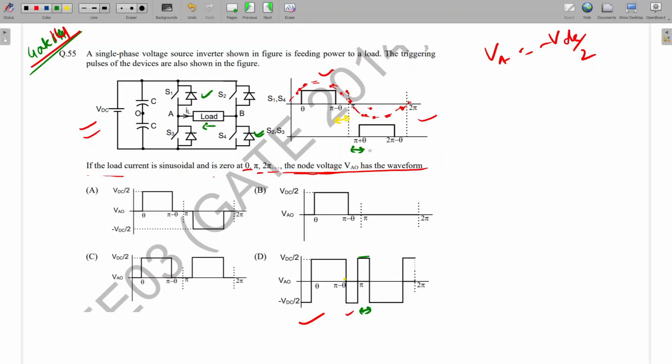Again, for here to here, current is negative and our switches 2 and 3 are working. So 2 and 3, and current is negative means it will flow in this direction. Switch 2 can conduct in this direction, negative direction. So what will be the A value? A will be minus VDC. Is it clear now? Yes, sir, clear. Okay, so like that we can analyze the waveform and we can pick the final answer. Okay, so I'm moving to the next question.